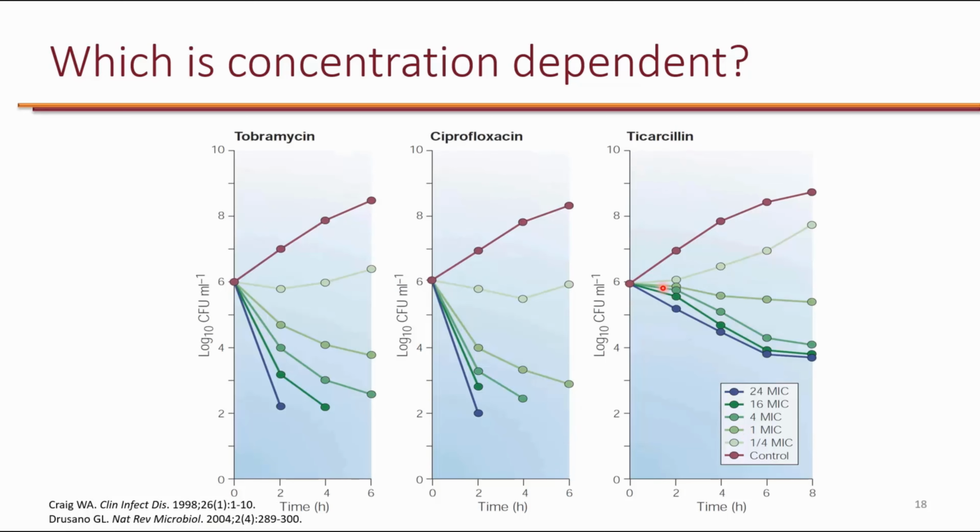Now as they increase the concentration of this beta-lactam, you can see that the organism dropped, but at some point, increasing the concentration didn't make a difference anymore. So for example, once we reach a concentration 4 times the MIC, we got the maximum amount of killing. 16 times the MIC added negligible amounts. In fact, a concentration 24 times the MIC made no difference compared to 16 times MIC.